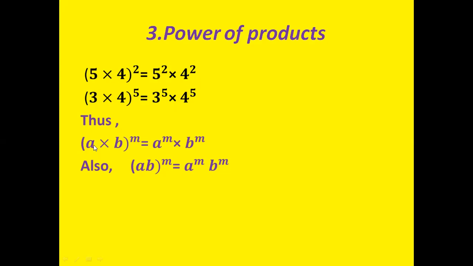Thus, a into b to the power m means a to the power m into b to the power m. And also look here, ab means here is also a multiply sign. a to the power m into b to the power m. When you remove the bracket, it will be the power of both a and b.